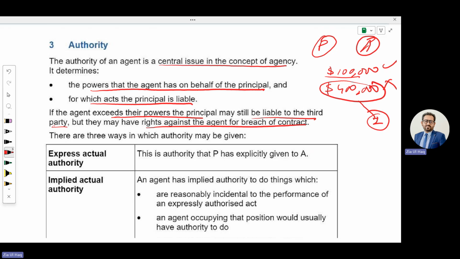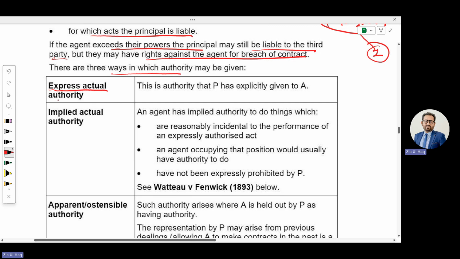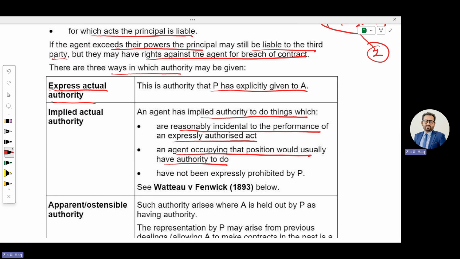There are three ways in which authority may be given. Authority may be given through express actual authority. This is authority that P has explicitly given to A: written, stated. Then implied actual authority. An agent has implied authority to do things which are reasonably incidental to the performance of an express authorized act. I mean, those that are reasonable according to the express act. An agent occupying that position would usually have authority to do them.